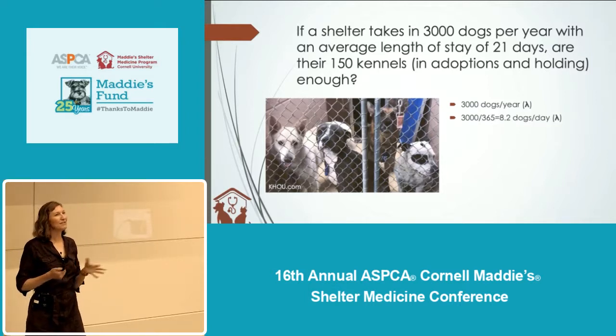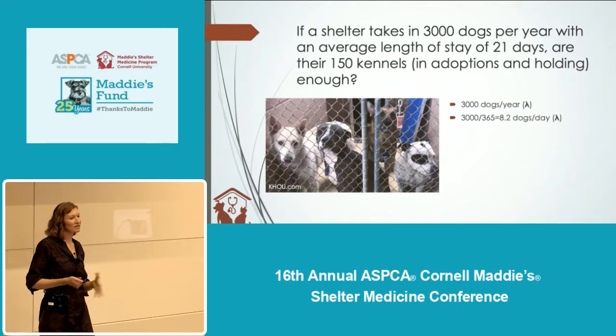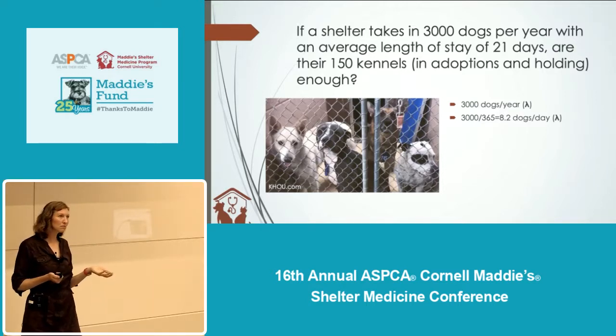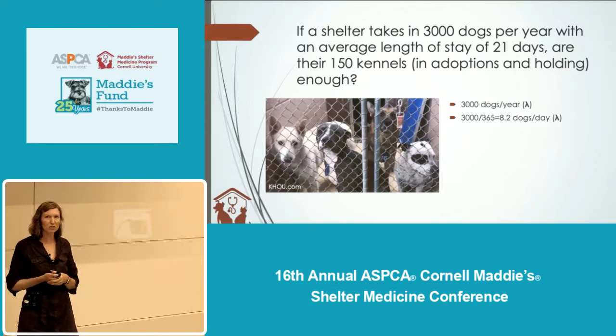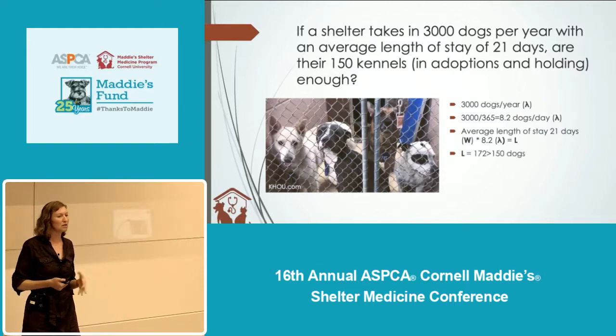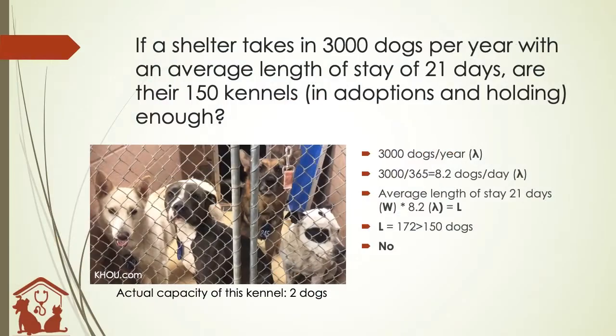So 365 days in a year, which I didn't give you, which hopefully you guys all had figured out at this point, gives you 8.2 dogs coming in every day, which is kind of a lot for some shelters, but is pretty normal for other shelters, or pretty small for other shelters. The average length of stay of 21 days is your W, and your 8.2 is your lambda, and you multiply those together to get your L for your number of animals in-house, and that is 172. So that is not enough.